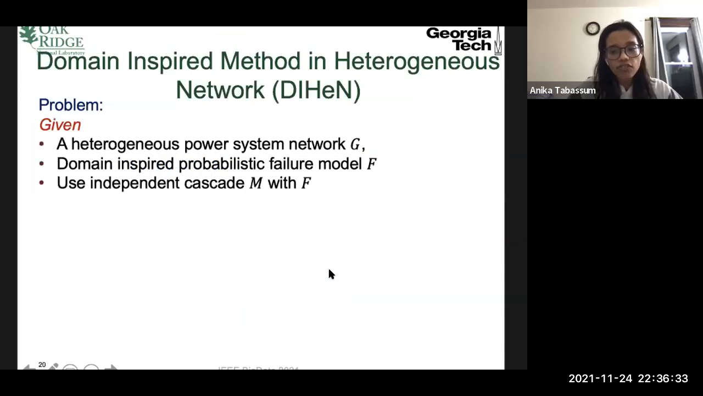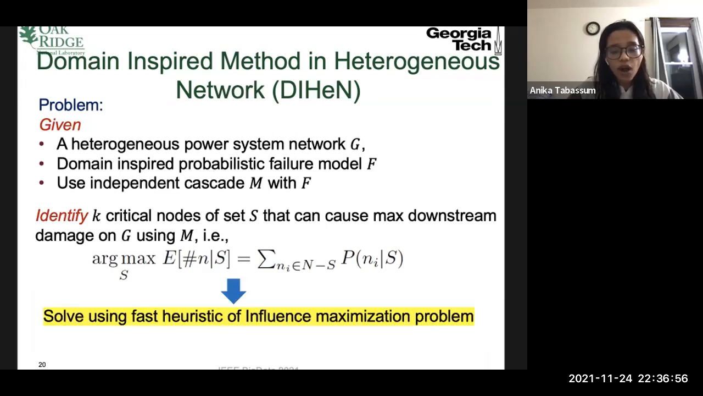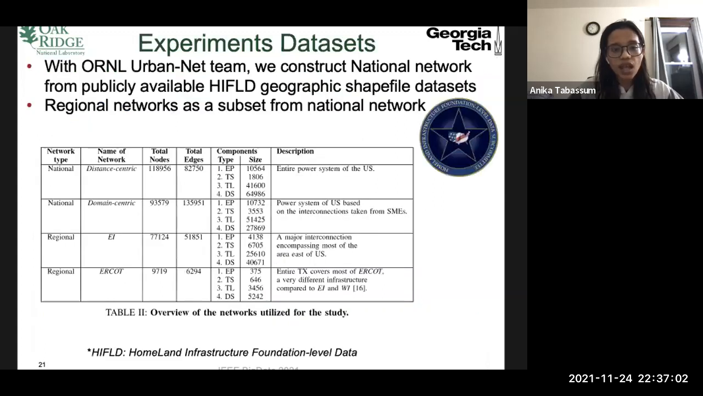This is the summary of our domain-inspired method in heterogeneous network, DIHAN. Our idea is to use the IC, independent cascade model, as a failure cascade, where the edge weights are based on the domain-inspired failure model F. And we need to identify the set of K critical nodes that can cause maximum downstream damage on G using IC. This problem can be mapped as an influence maximization, which we can solve using a fast greedy heuristic.